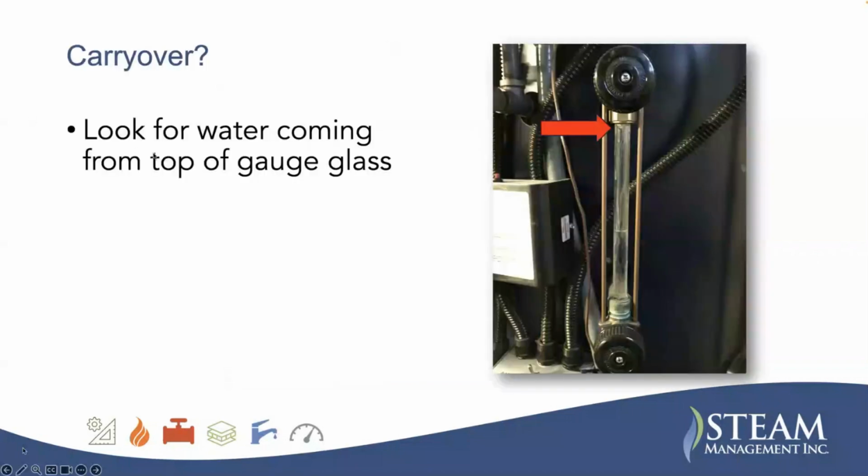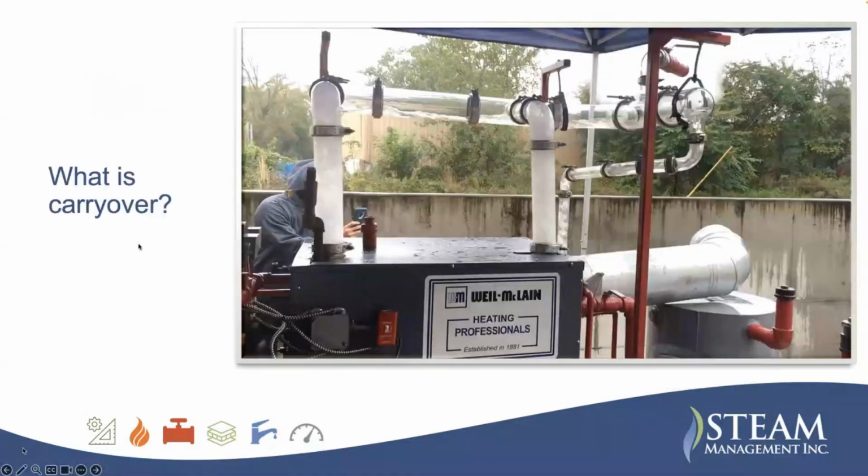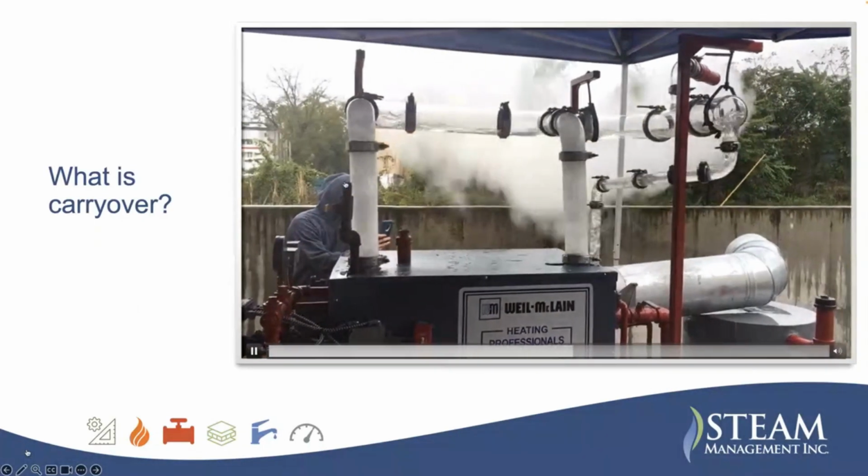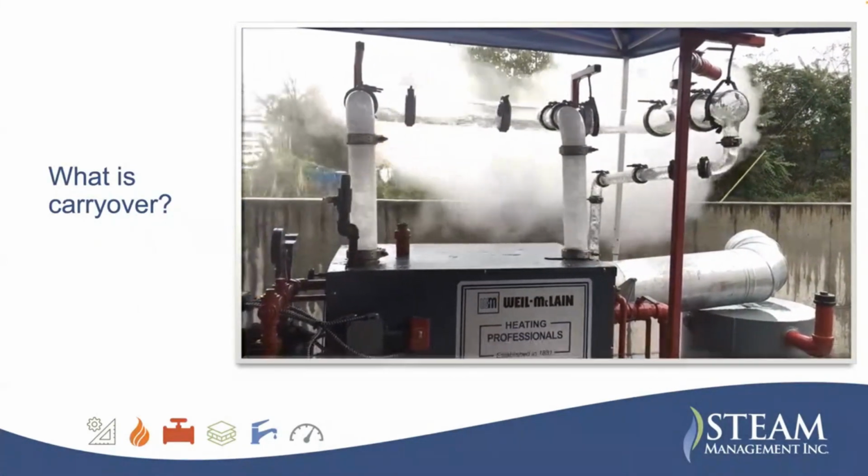One of the things you can do to look for carryover is look at the top of your gauge glass here. If you see all kinds of water coming over the top and dripping down here, it's telling you you have carryover and you should check it with the chemical treatment company. What is carryover? This was done by Wal McLean, and all this water up here is all carryover. I'm going to show you what this thing does. You could see it all coming up over here. That's carryover. And this boiler is piped the way it's supposed to be.